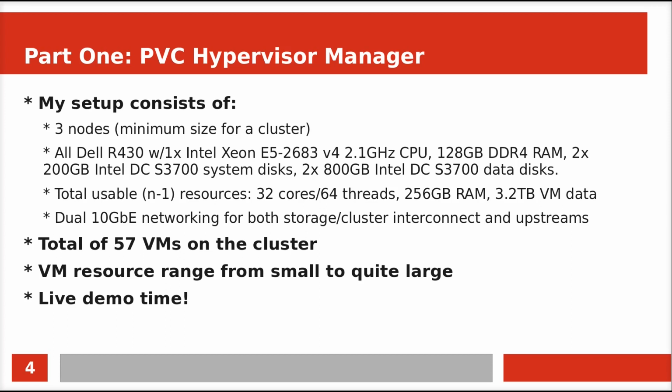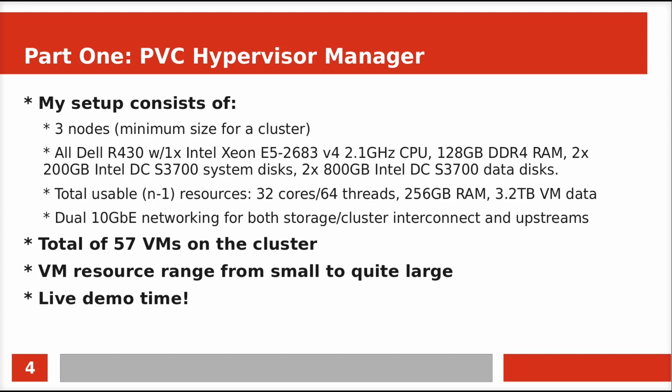And last but not least, it has 2 800 gigabyte Intel DC S3700 SSDs for the Ceph storage disks for all the VM data. So put together, that gives me a total usable resource amount using the n-1 number. If I were to lose 1 node, how much do I have with just the remaining 2, which is your safe max: 32 cores and 64 threads of compute, 256 gigabytes of RAM, and roughly 3.2 terabytes of VM data. So it seems like a decent amount, and it is, and it's perfect for what I do with it.